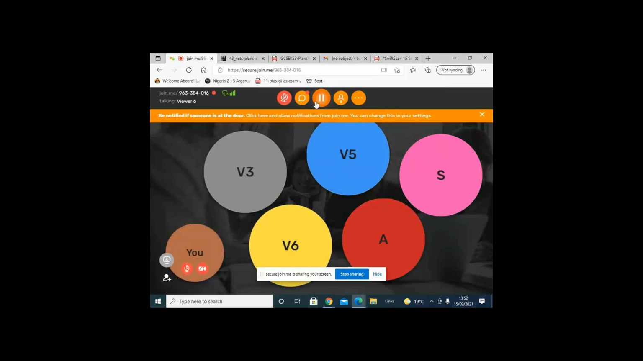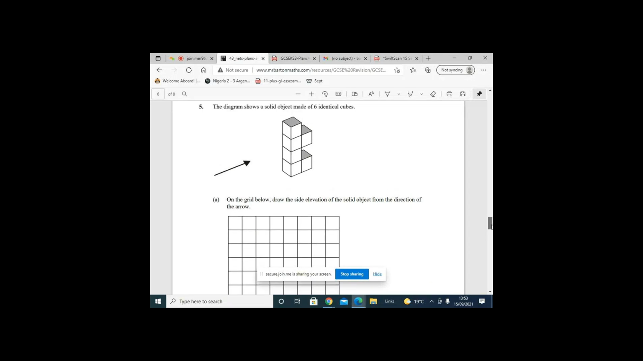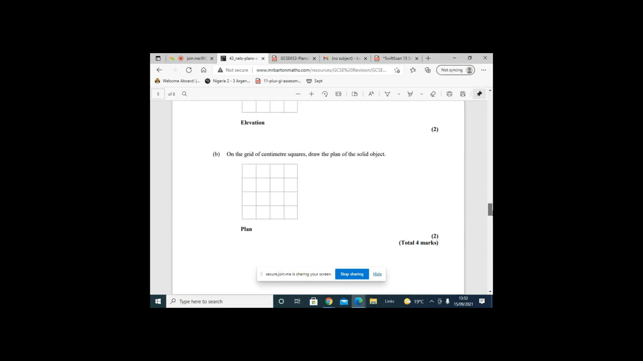Let me show you that one. So look at this one. It asks you to draw the side elevation. I'm going to show you similar questions like that. You can have this, and they will ask you to draw the side elevation. You get it?